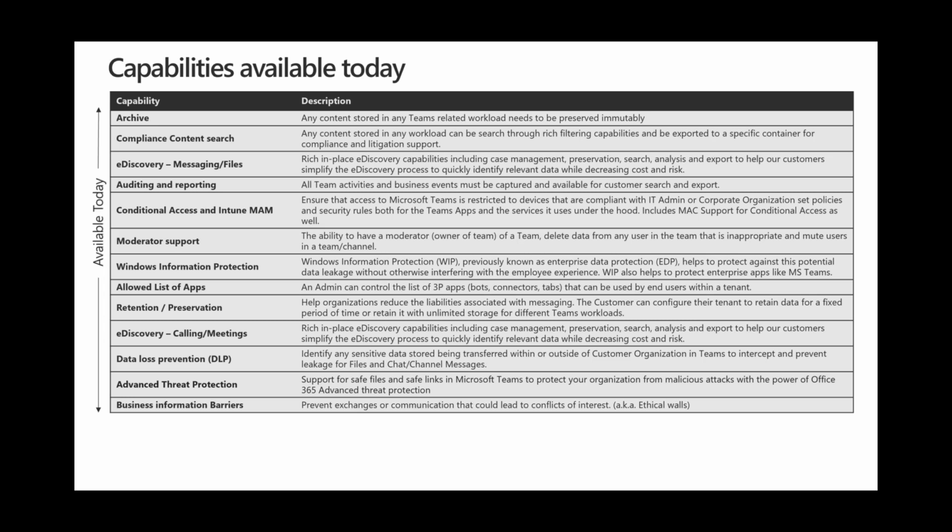Business information barriers is an interesting one. It's fairly new as well. It gets set up and configured through PowerShell scripts, but it's a way to set up ethical walls within your organization. So, for example, you might have a sales team and a research and development team, and you don't want to let the two teams talk to each other. You can set it up so that when I'm in Teams as a sales representative, I won't be able to find a user from the R&D team. So we won't have that channel to communicate or collaborate with each other. If you need to set up those ethical walls between two different departments within your organization, that is possible.